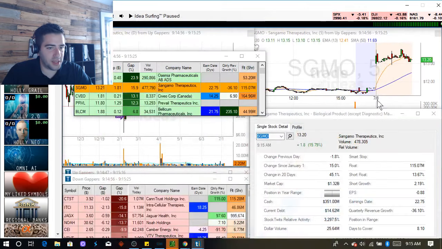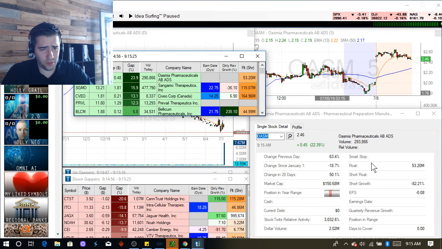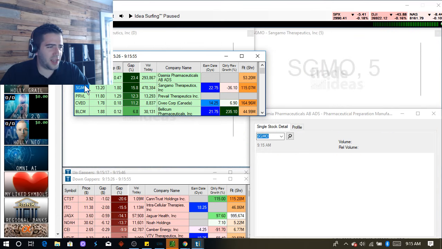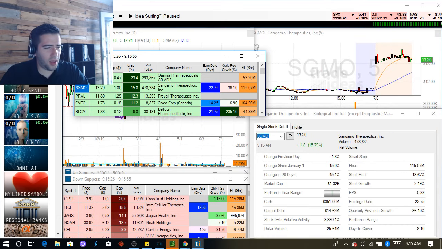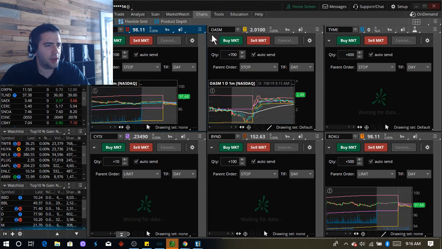I would like to see the floats. Yeah, I knew that couldn't be right. Well, even still, the float is 53 million. That's a very high float for where the stock is at, and the volume is only 200,000. I'm not super excited over this. It does not meet the five finger strategy. Neither does SGMO. But let's go ahead and throw them on here anyway.